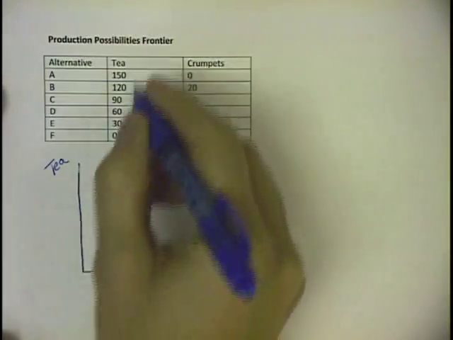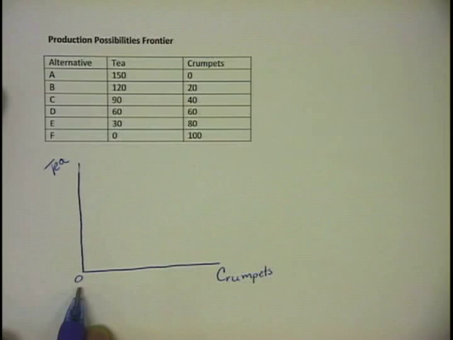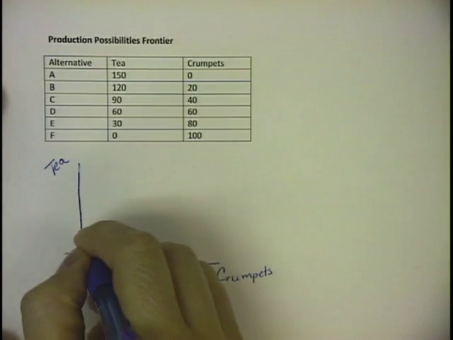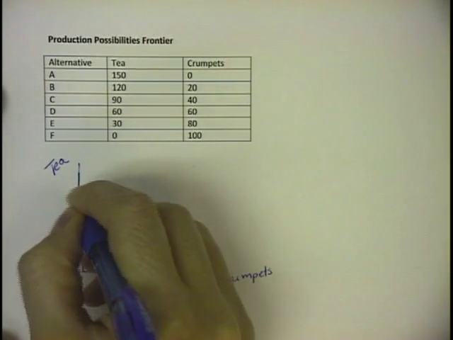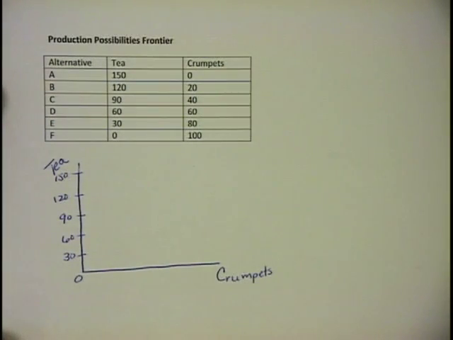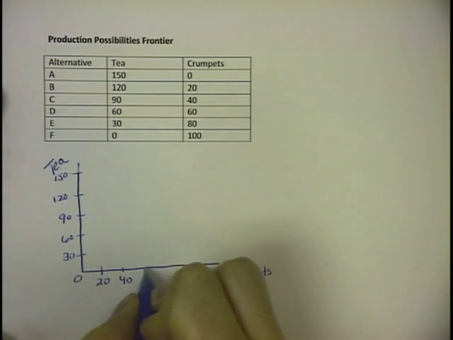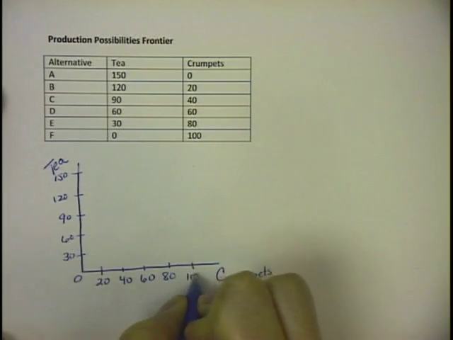Okay, so we have our range here. So tea goes from 0 to 150. So our origin's always that spot right there. So that'd be 0. So we have 30, 60, 90, 120, 150. If you have graph paper, it probably turns out nicer, but I don't expect it to look perfect. So we have 20, we have 40, 60, 80, 100.